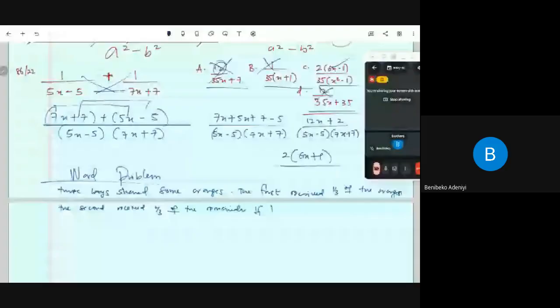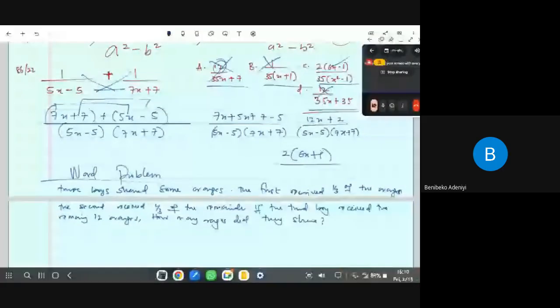If the third boy received the remaining 12 oranges, how many oranges did they share? But don't worry, you take it bit by bit.